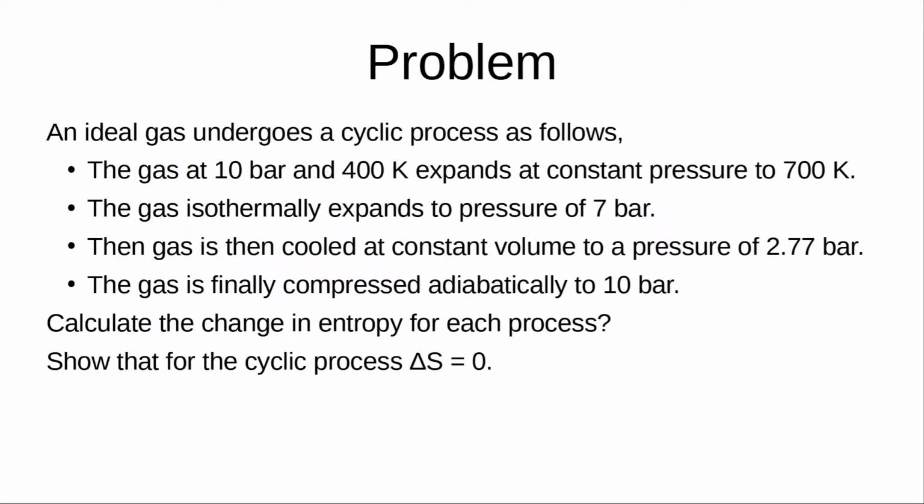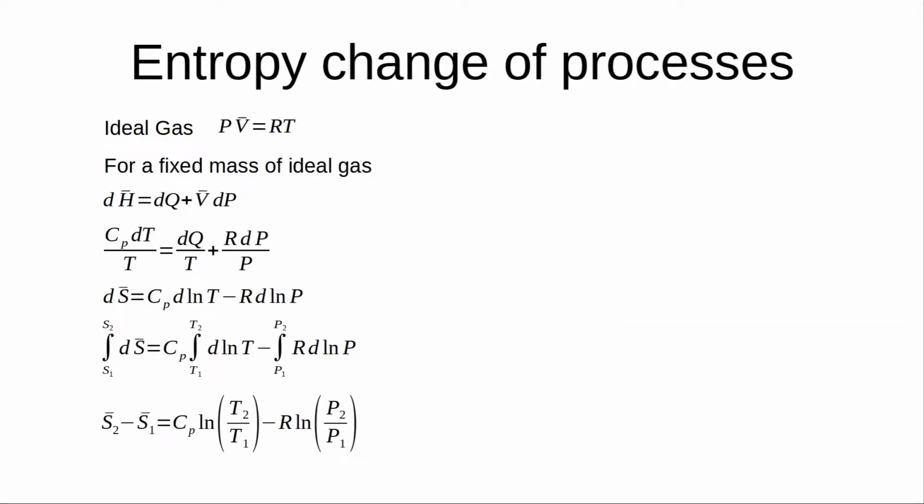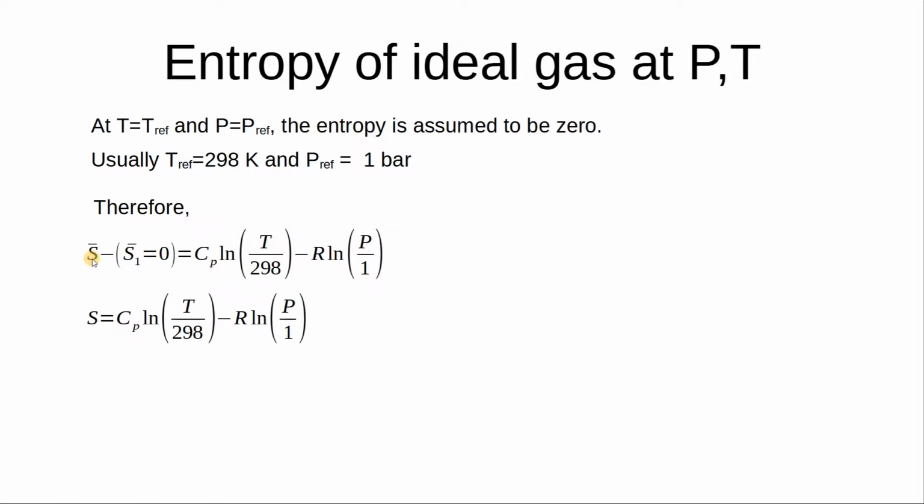If we use the equation in the previous slide, that is S2 minus S1 is equal to Cp ln T2 by T1 minus R ln P2 by P1, we can write S minus S1, which is fixed at 0 at 298 K and pressure 1, and we get this equation: S minus 0 is equal to Cp ln T upon 298 minus R ln P upon 1. Therefore, we get the entropy S of any ideal gas as Cp ln T upon 298 minus R ln P upon 1.